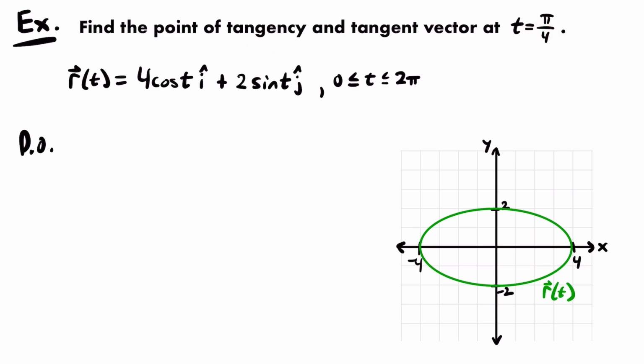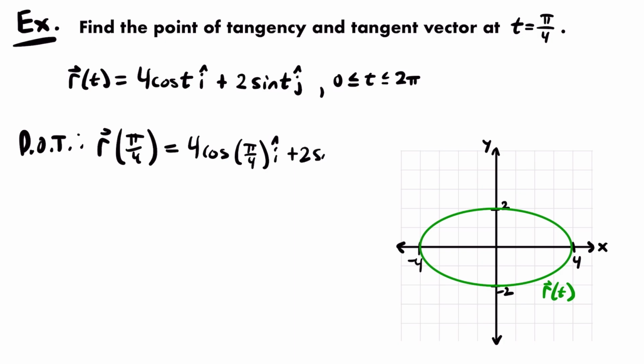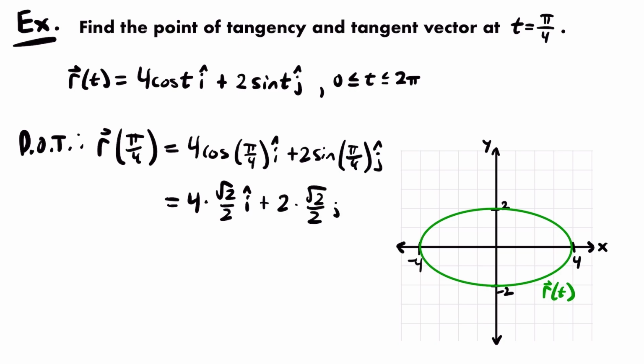So for the point of tangency, we'll have r of pi divided by 4, which will be equal to 4 times cosine of pi divided by 4 times i plus 2 times sine of pi divided by 4 times j. Now cosine of pi divided by 4 is the square root of 2 divided by 2, and so is sine of pi divided by 4. They're equal to the same thing. So what we get here is 4 times the square root of 2 divided by 2 times i plus 2 times the square root of 2 divided by 2 times j.